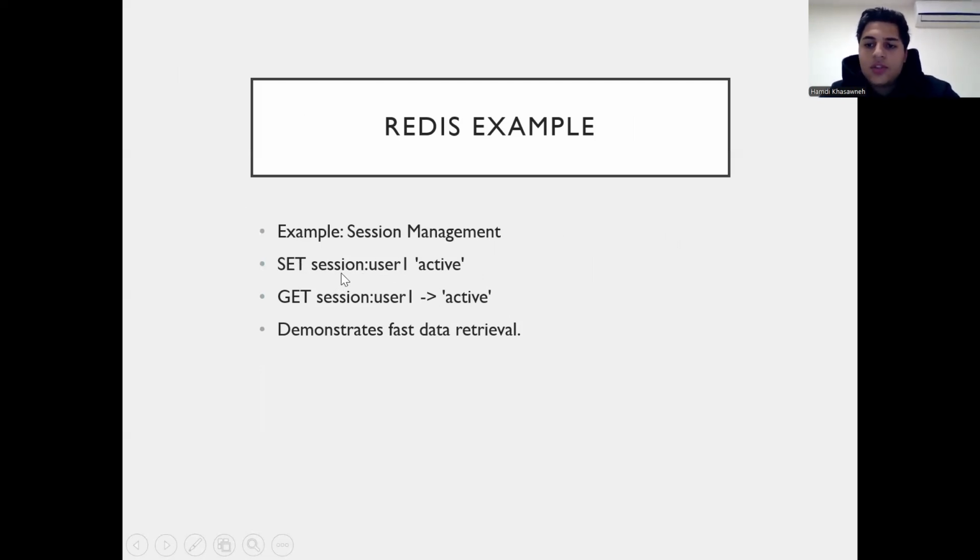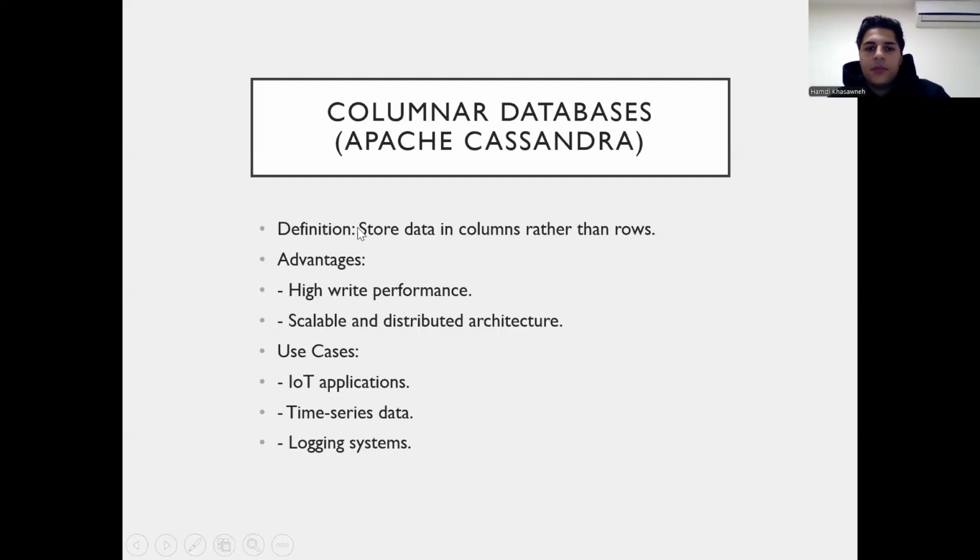And then you want to check if the user is active. You can use the command get, as you can see here, get session user active, to check if the user is active. And if it's active, it will return active. This quick lookup makes Redis ideal for managing user sessions for high traffic websites and also demonstrates fast data retrieval.